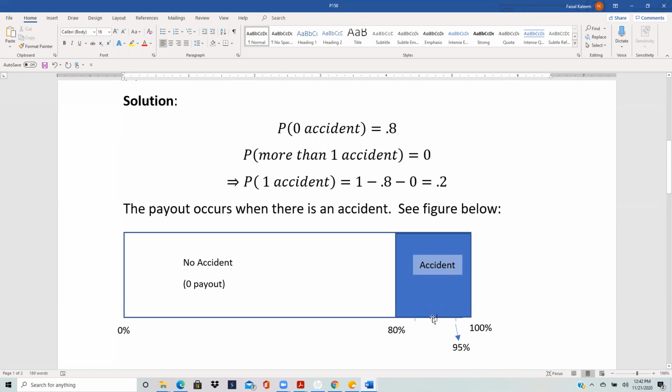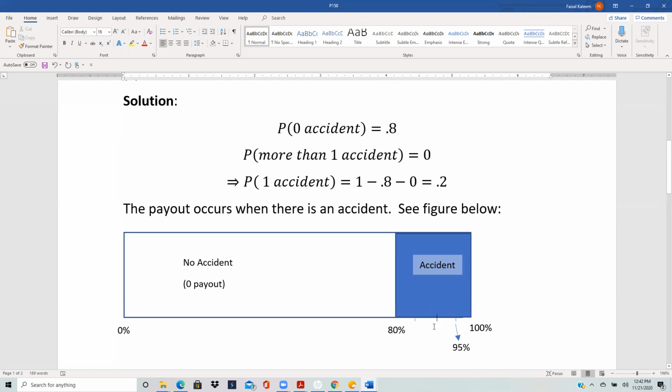And if we just consider the accident region, then we see that this 95th percentile is actually 3/4 of the way into the accident region. Here it can easily be spotted. If you divide the region from 80 to 100, you know that the middle point would be 90, and the middle of 90 and 100 would be 95. So we can see that this is 3/4 of the way.